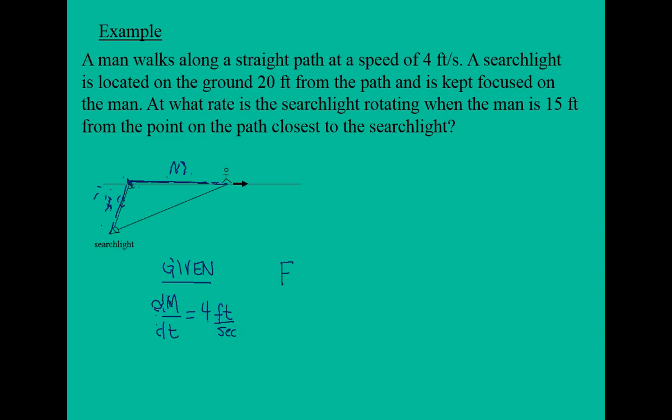All right, what are we trying to find? It says, at what rate is the searchlight rotating when the man is 15 feet from the point on the path closest to the searchlight? So we are trying to find the rate of change of the rotation of that searchlight. If we label the angle as theta, we are actually trying to find d theta/dt, the rate of change of the angle of the searchlight. And when are we trying to find that? When m equals 15.